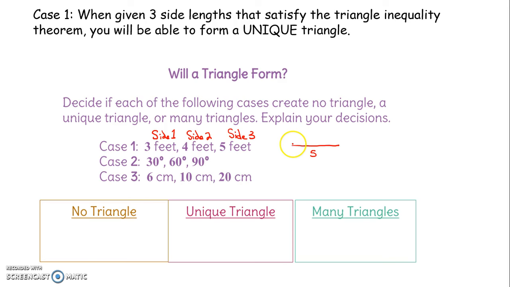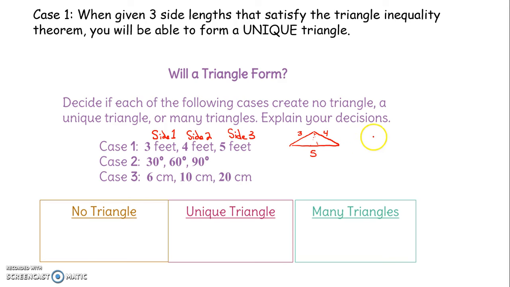And you try to visualize in your head. Maybe something like that. That would be a 3, that would be a 4, that would be 5. It would work because if I laid this 3 down and then I laid that 4 down, we definitely would be able to overlap to create something longer than 5, and that's what we need to be able to close off a triangle. When given 3 side lengths that satisfy the triangle inequality theorem, you'll be able to form a unique triangle.